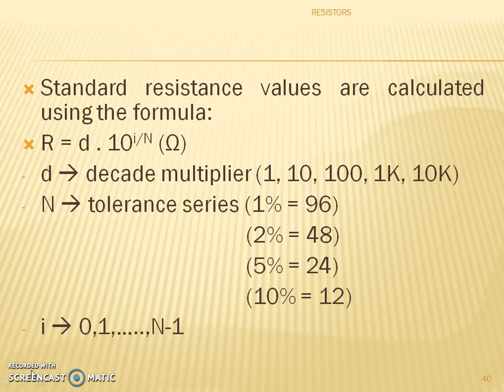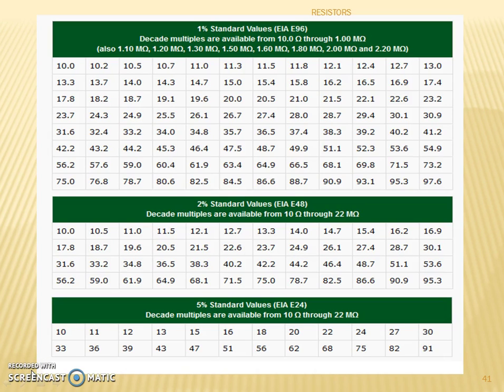N for 1% is equal to 96, 2% is equal to 48, 5% is equal to 24, 10% means 12, where I ranges from 0 to N minus 1. Now we are going to see an example. If we got a value as 355 kilo ohm, to get the standard value, we need a table to be used. Let the tolerance be 1%.